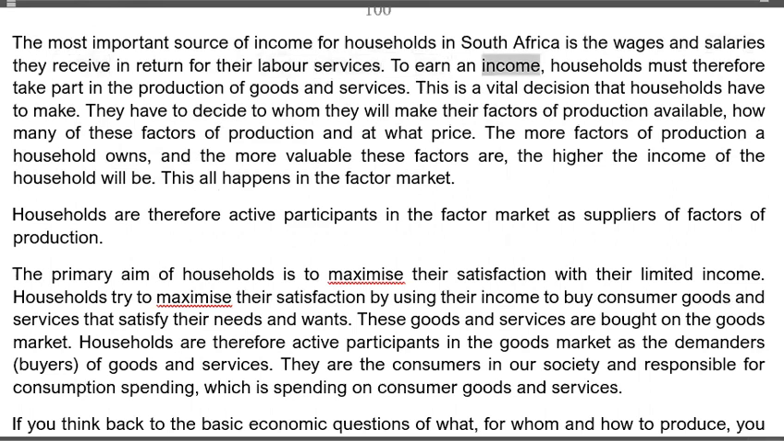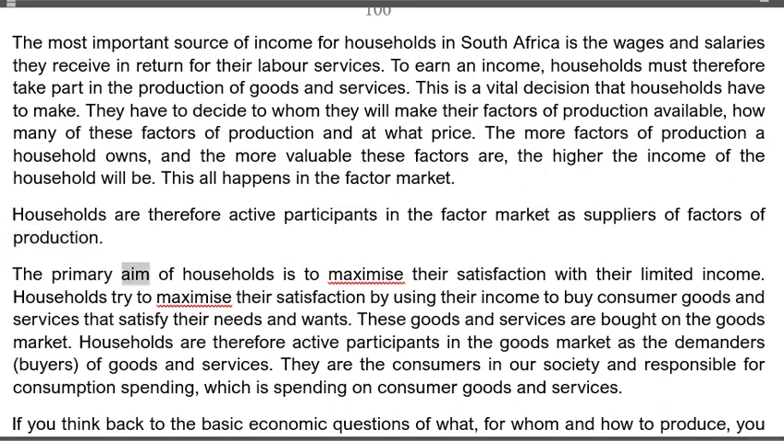To earn an income, households must therefore take part in the production of goods and services. This is a vital decision that households have to make. They have to decide to whom they will make their factors of production available, how many of these factors of production and at what price. The more factors of production a household owns, and the more valuable these factors are, the higher the income of the household will be. This all happens in the factor market. Households are therefore active participants in the factor market as suppliers of factors of production.